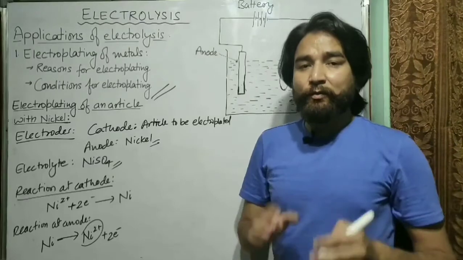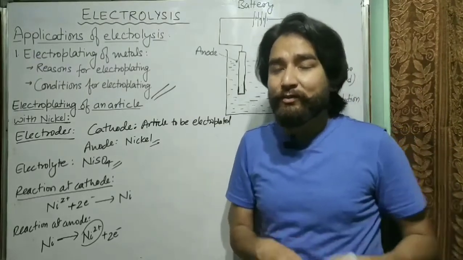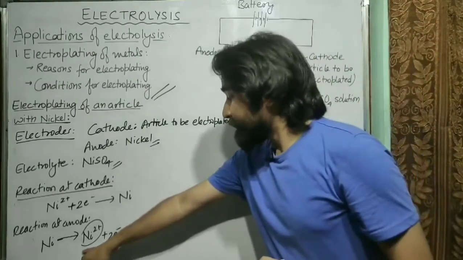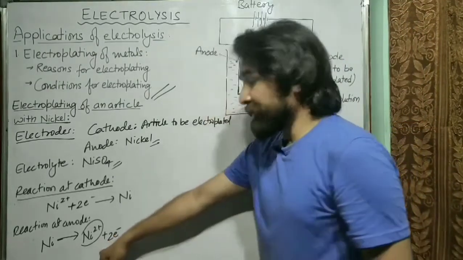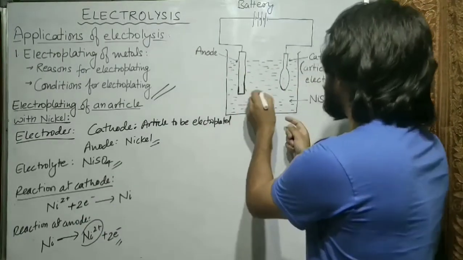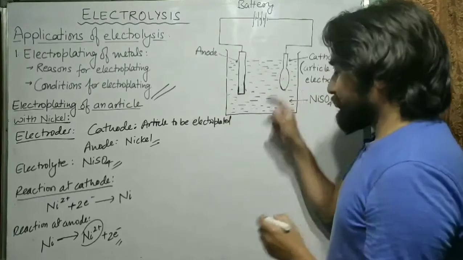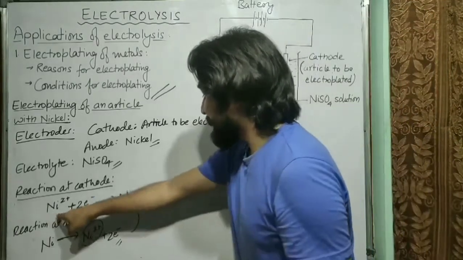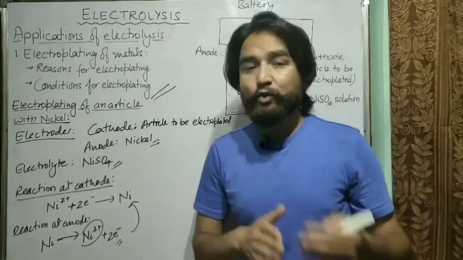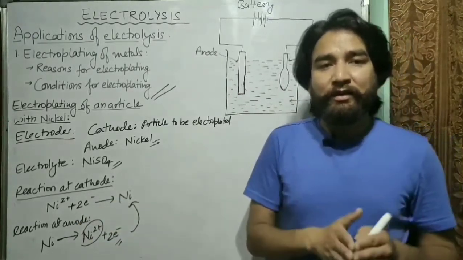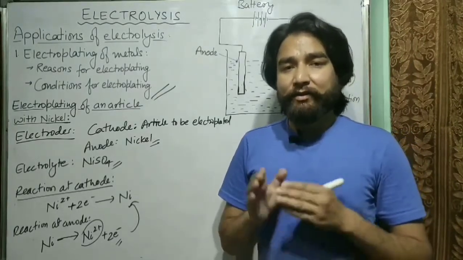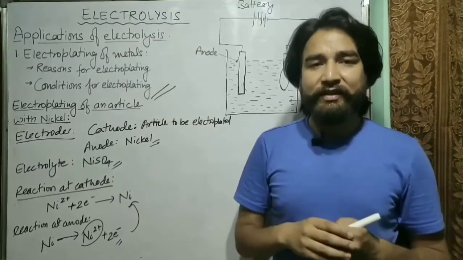So this is the whole process. If you try to understand the whole process, what will happen? The nickel ions will come out from the nickel, and the oxidation of nickel will take place at the anode. Now these nickel ions will migrate towards the cathode, and at the cathode these nickel ions will be deposited in the form of nickel metal by gaining 2 electrons. So in this process the oxidation and deposition of the same metal will take place. This is very easy to understand.